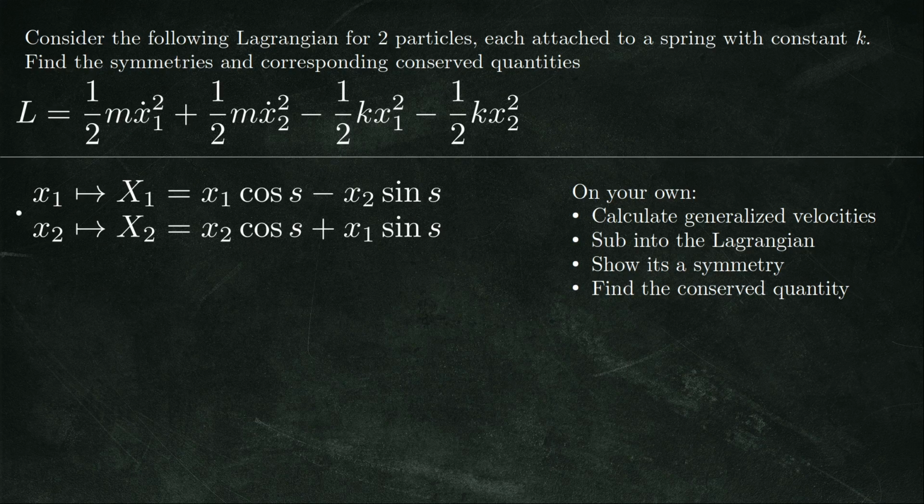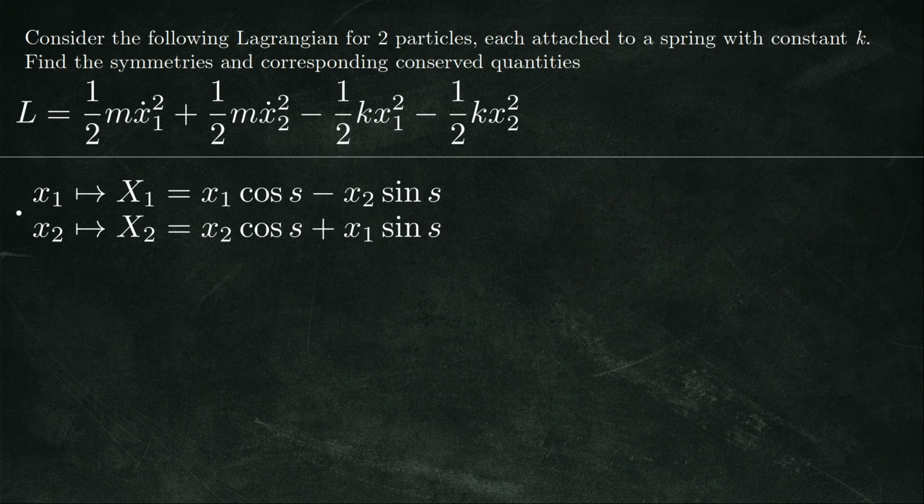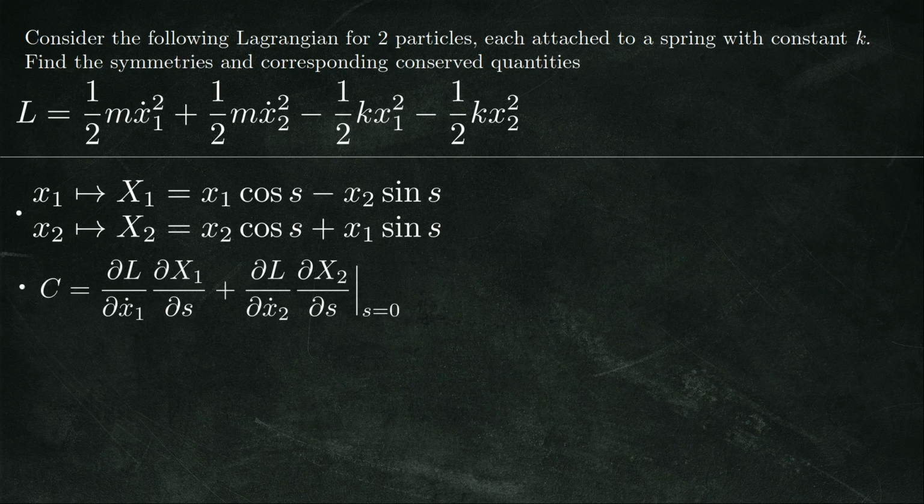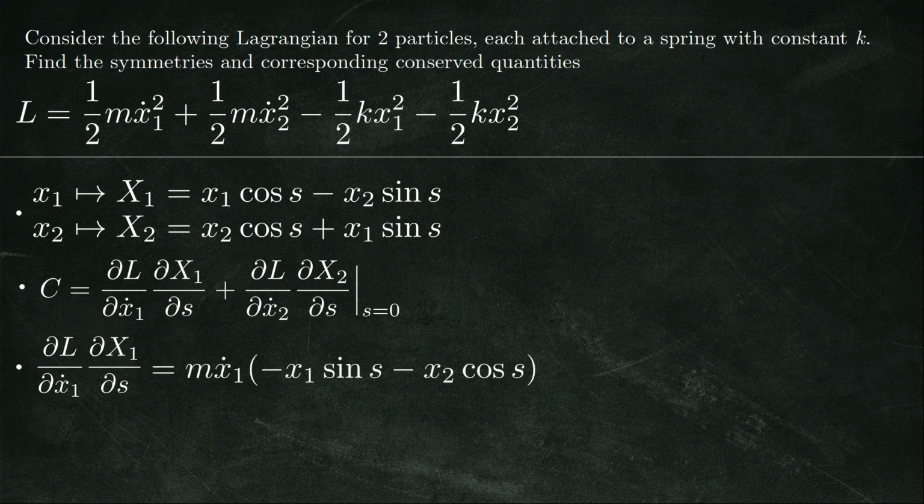Now you've had a go on your own. I'll put up the solutions, and you can check. So the general form of the conserved quantity is given here, and note we have to set s to 0. And I'll do each partial derivative individually. The first partial derivative is given by this, with the factor in front of the brackets coming from the derivative of the Lagrangian, and the factor inside the brackets coming from the derivative of the coordinate. And then we set s to 0, and we get this.